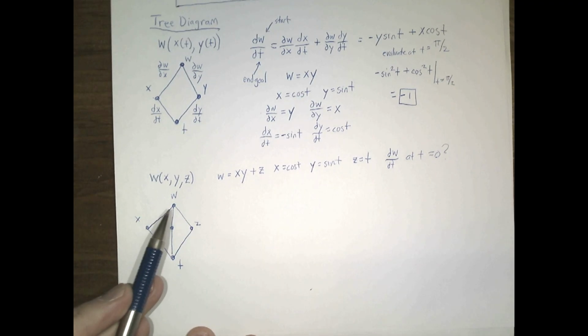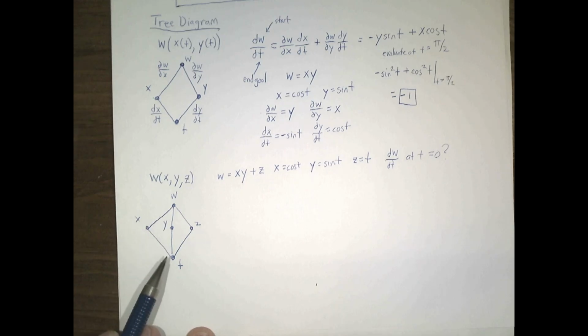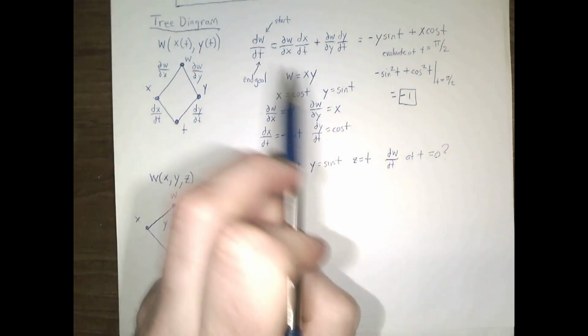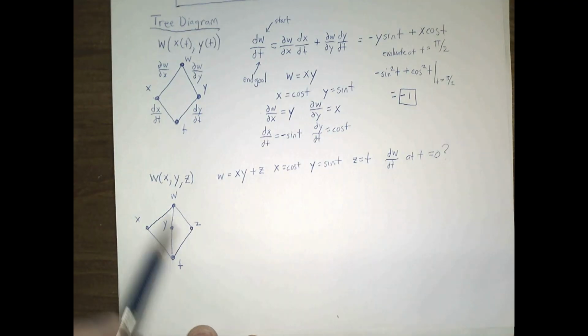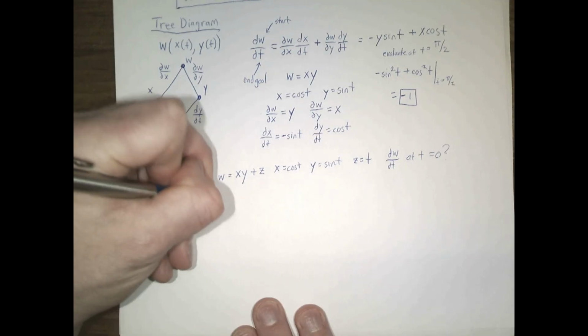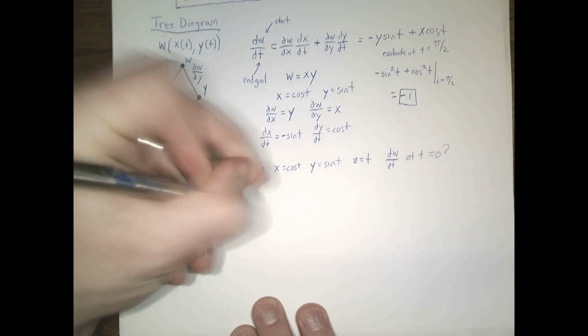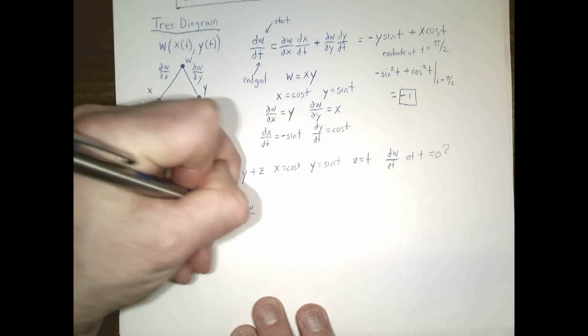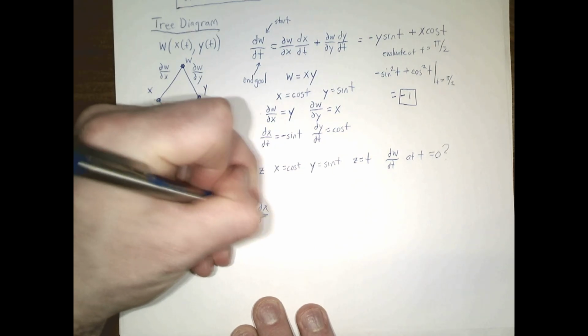Same thing. The paths connecting the nodes are the derivatives. So we're just going to basically write out the formula. It's going to look like what we've done already. It's just now this z path gives us a plus dw/dz times dz/dt. So now we're just adding more terms, which is pretty easy. We like that.